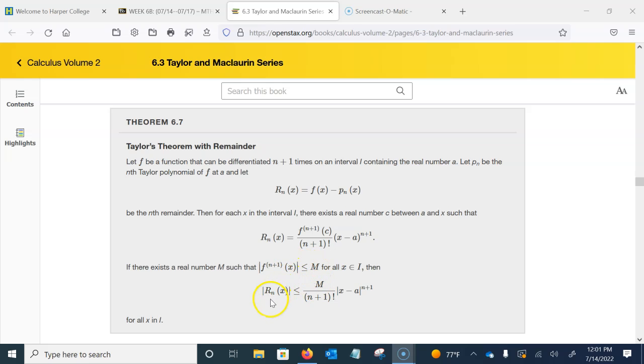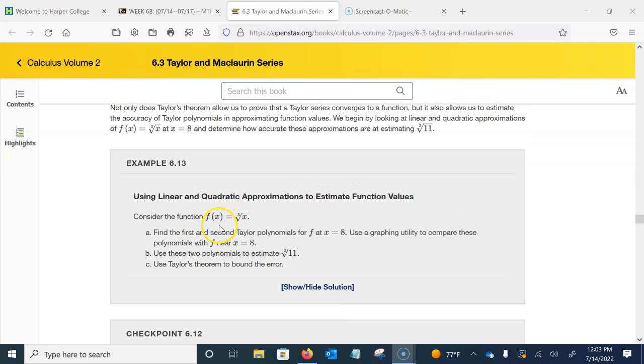Remember, this remainder is going to be less than this expression here. And notice this remainder is a function of x. So if we use a Taylor polynomial and then use it to estimate some value when we plug in x, this expression here on the right will give me a bound on the error that we get when we use a Taylor polynomial.